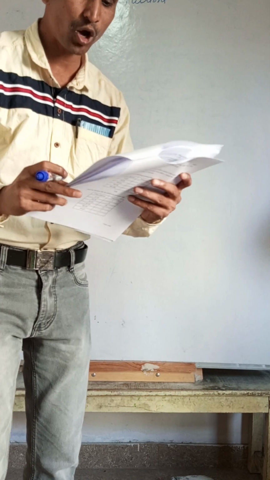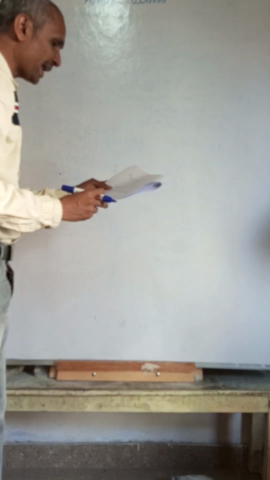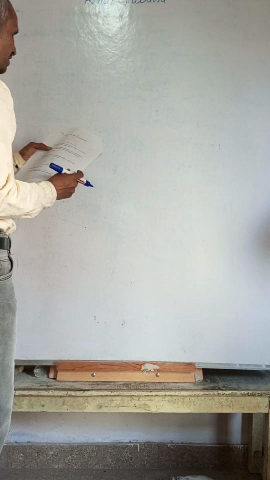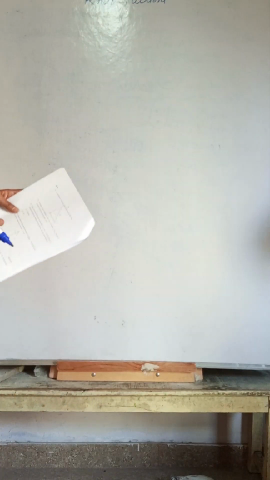The next question is: construct a pair of tangents to a circle of radius 3.5 centimeters, which are inclined to each other at an angle of 80 degrees. Here the construction is given. Construct a tangent to a circle of radius 3.5 centimeters.